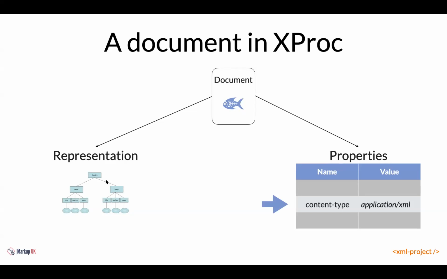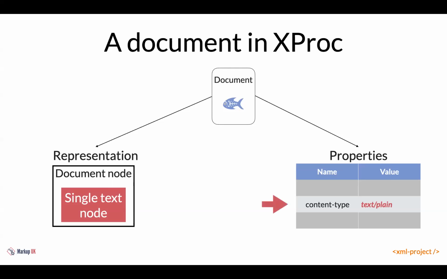Okay, what about text documents? Text documents are, for instance, text/plain. They can be any other type of text, but for instance text/plain, and they are represented as a document node having just one child, and this child is a single text node.